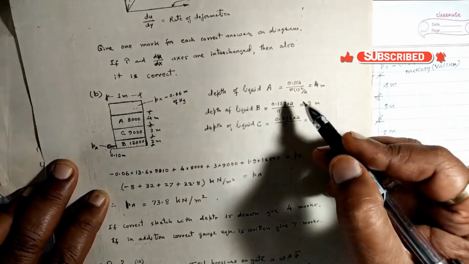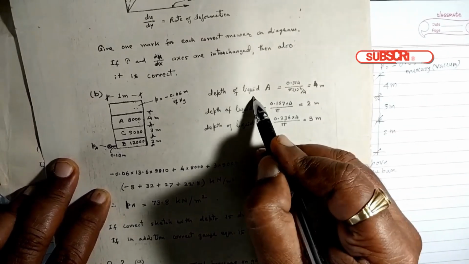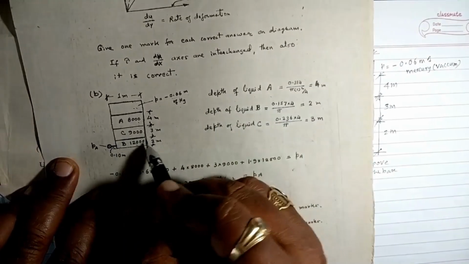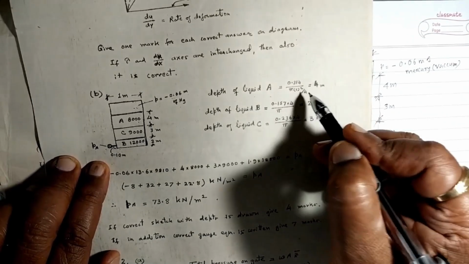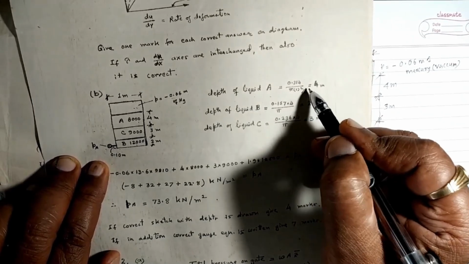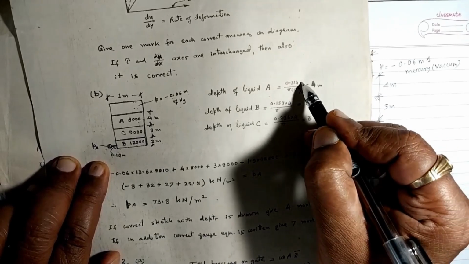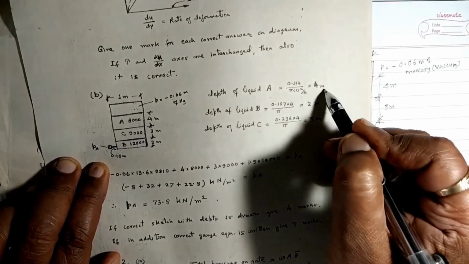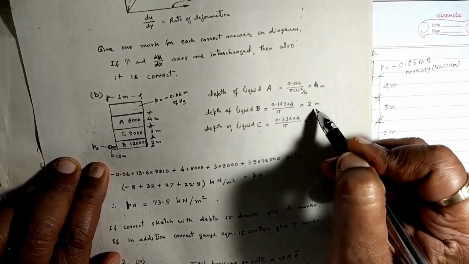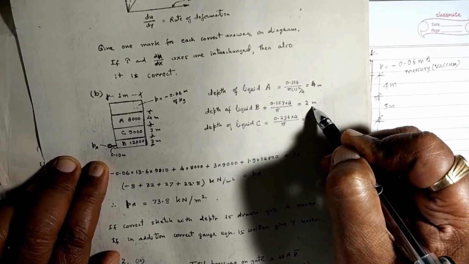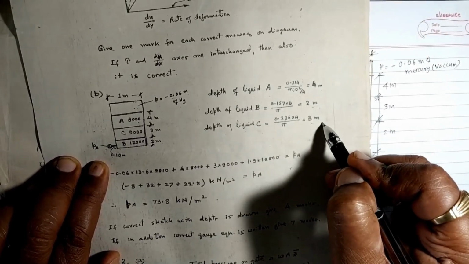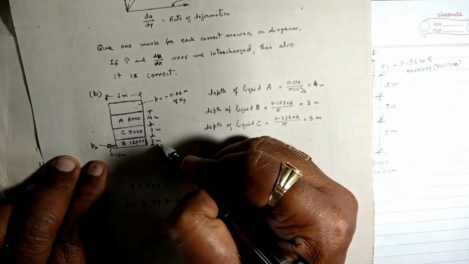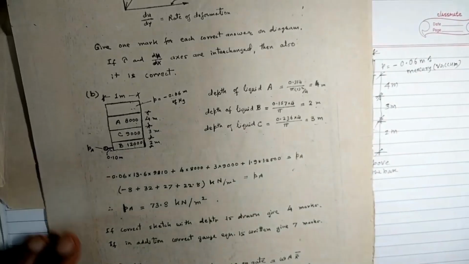Now let us find out the depth of liquid A. Depth of liquid A is 0.314 upon pi into 1 square upon 4. Volume is given here, so volume upon area gives the height. Similarly we find the height for B and C. The depths of the liquids come out as 4 meter, 3 meter and 2 meter. These are the heights we have found out here.